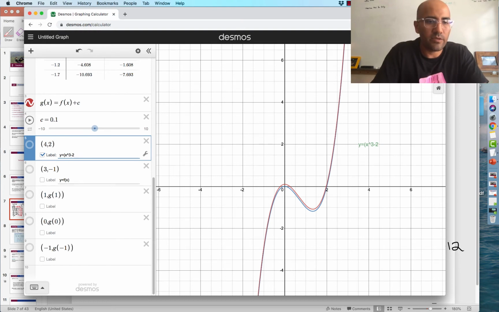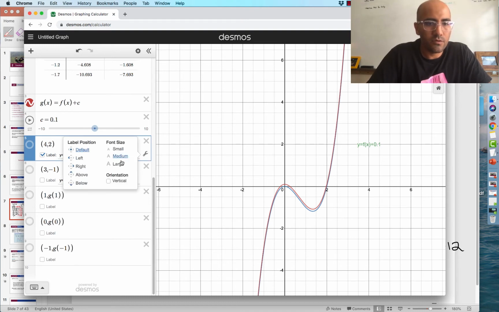Well, actually, I guess I just put f of x. f of x plus, and then curly brackets c, close curly brackets, there we go. Let's make it large. Large, there we go.